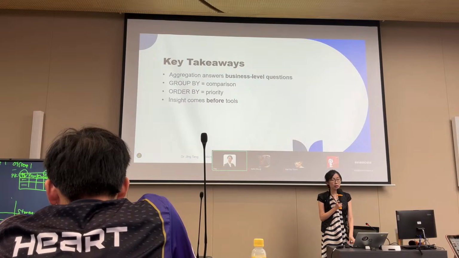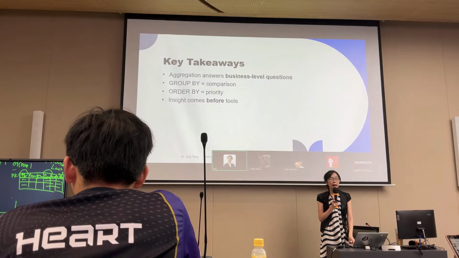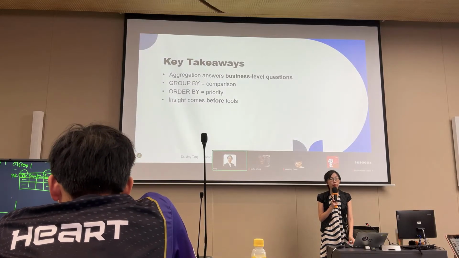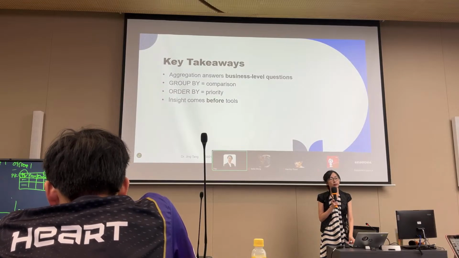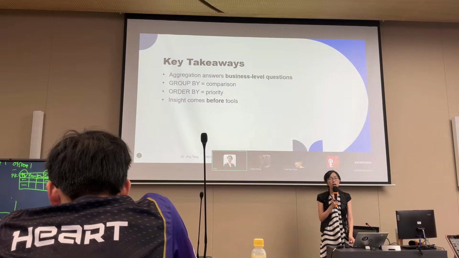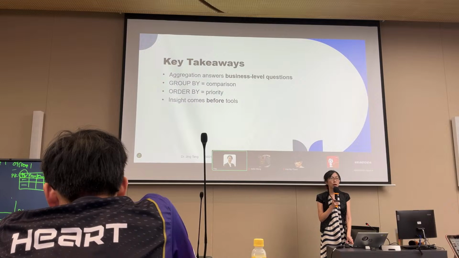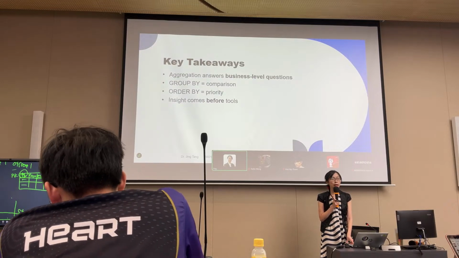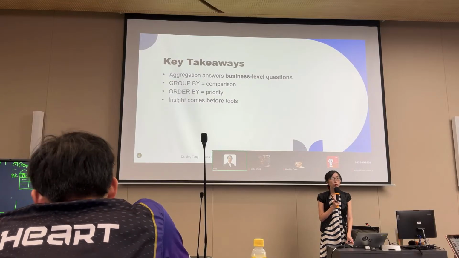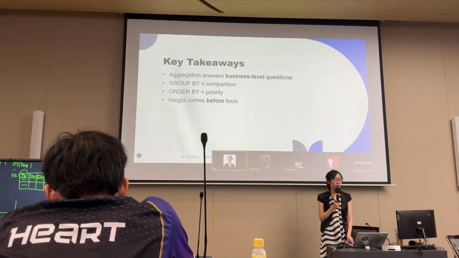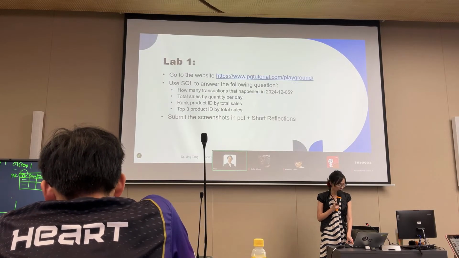Takeaway, okay, aggregation is to answer business-level questions. Usually it's about your KPI, like total sales, total revenue, total cost of sales, what is your conversion rate, some others like ROI, okay, so these are business level. Then group by is for comparison, order by is for priority, okay, so you need to have the insight come before the tools. It's not limited by the tools. Okay, that is all here.